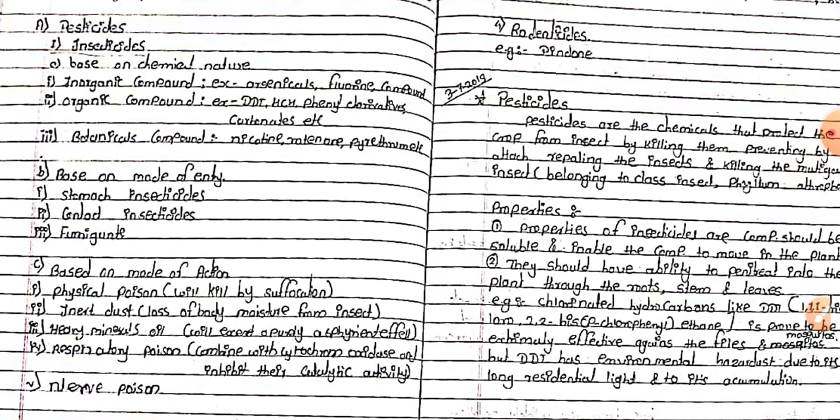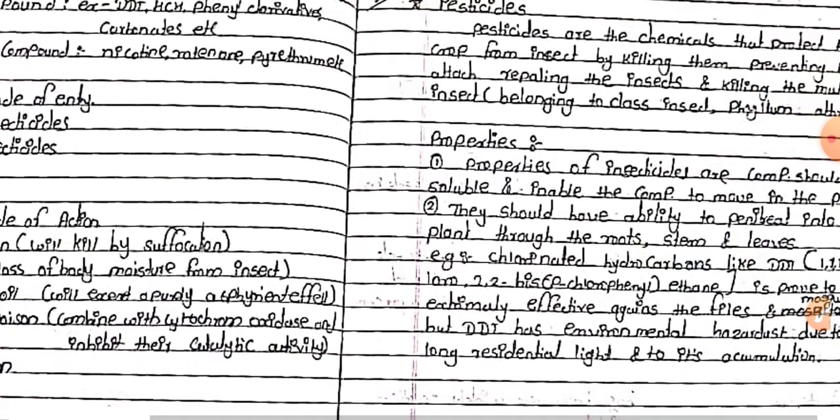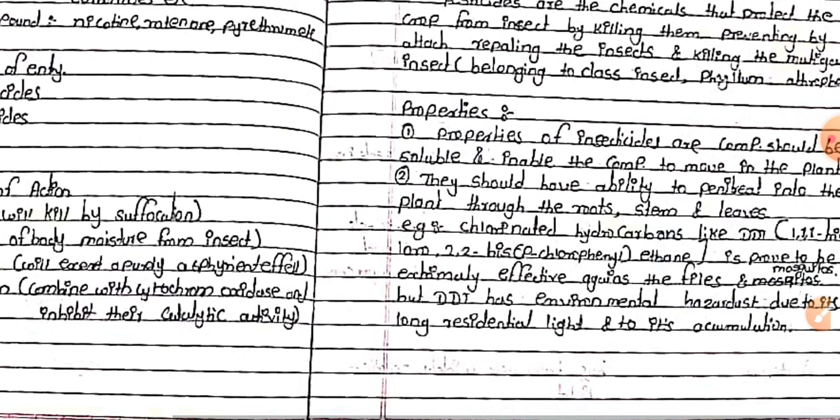Properties of insecticides are as follows. The compound should be soluble and enable it to move in the plants. They should have the ability to penetrate into the plant through the roots, stem and leaves. Examples are chlorinated hydrocarbons like DDT.